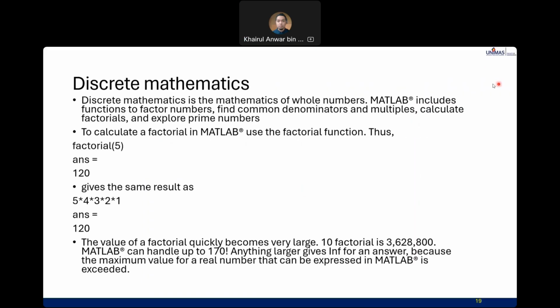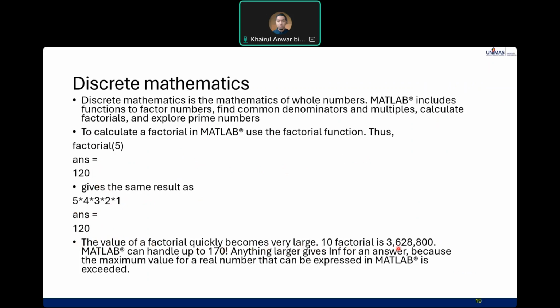Discrete mathematics. Discrete mathematics is the mathematics of whole numbers. MATLAB includes functions to factor numbers, find common denominators and multiples, calculate factorials, and explore prime numbers. To calculate a factorial in MATLAB, use the factorial function. factorial(5) is 120, which gives the same result as 5 times 4 times 3 times 2 times 1. That is a factorial. The value of a factorial quickly becomes very large.